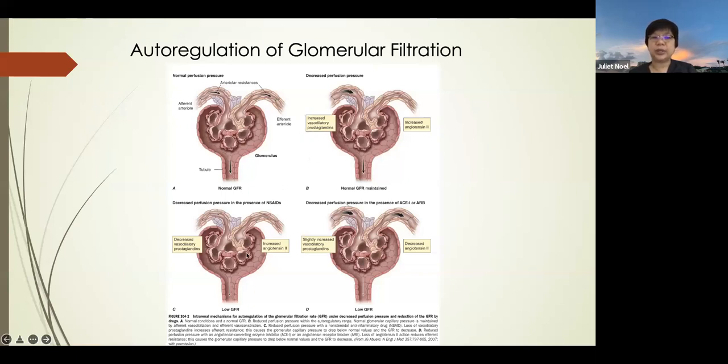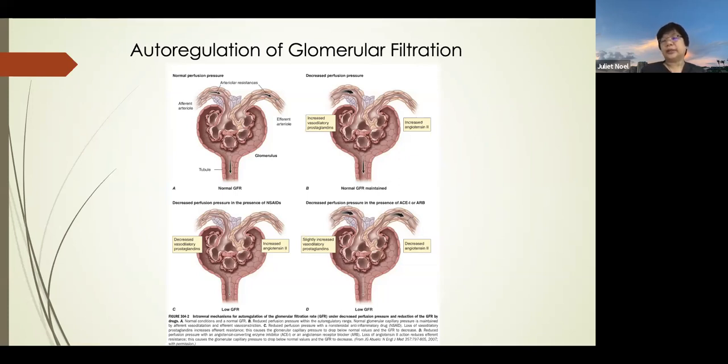The problem would be when you take NSAIDs. What does NSAID do? NSAID will decrease the prostaglandins. So if there's a decreased pressure, the afferent arterioles will not vasodilate because of the decreased level of prostaglandin. So you will have a decrease here, the blood flow to the glomerulus will be decreased, and you will end up having low GFR.